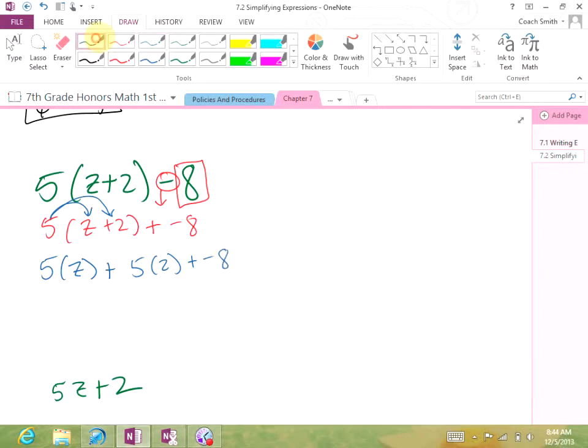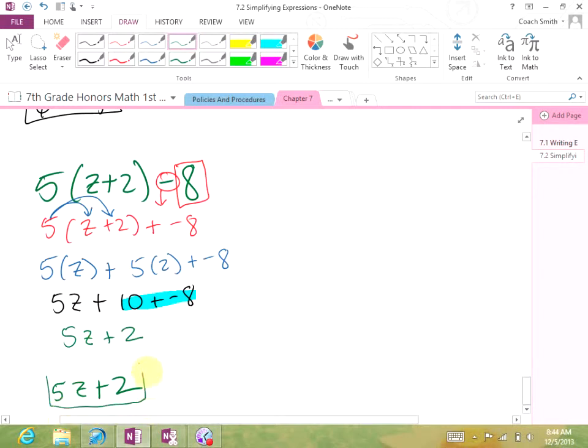That is 5z plus 10 plus negative 8. The only common terms that we have are the two constants. And that gives us 10 plus negative 8 would be what? 2. So it gives me 5z plus 2. And that is how we got the answer. Okay?